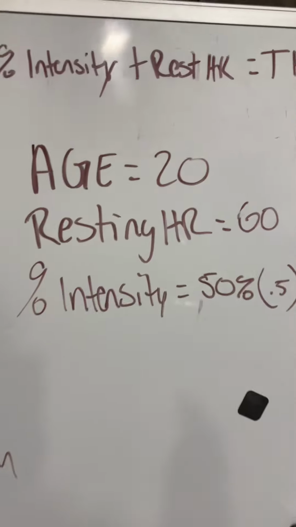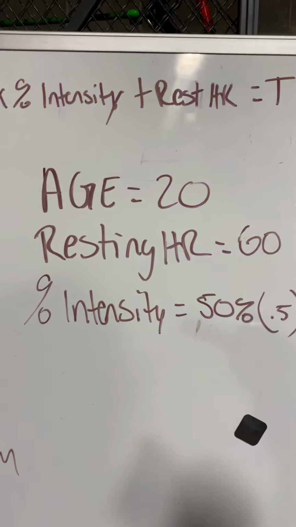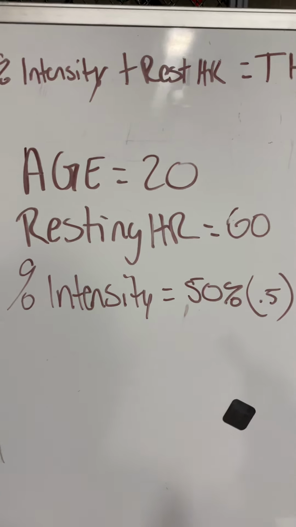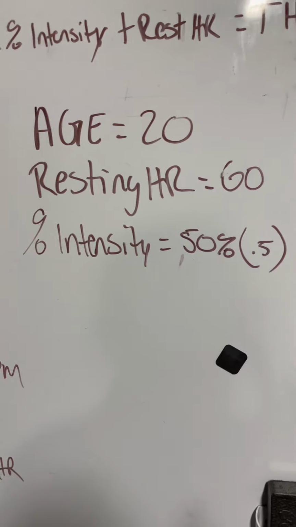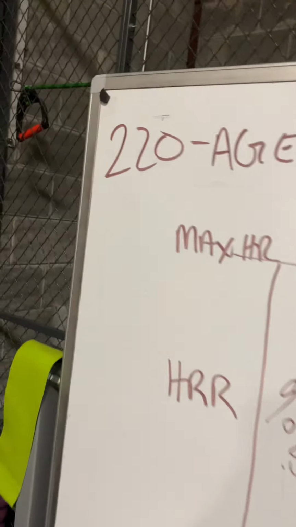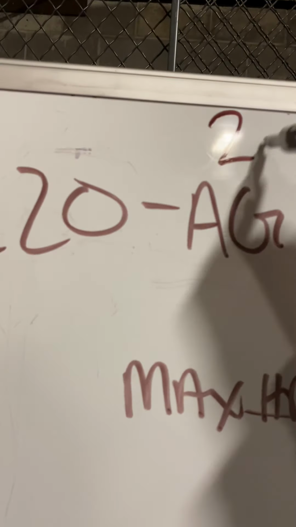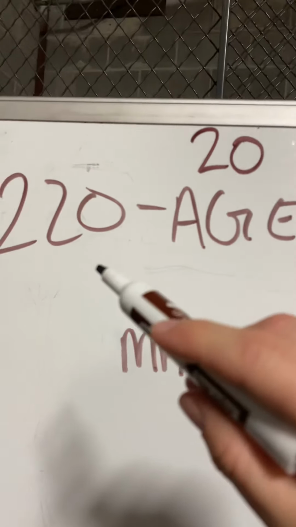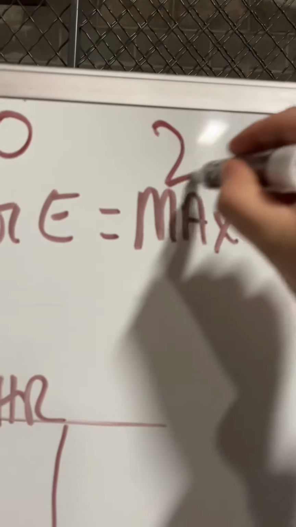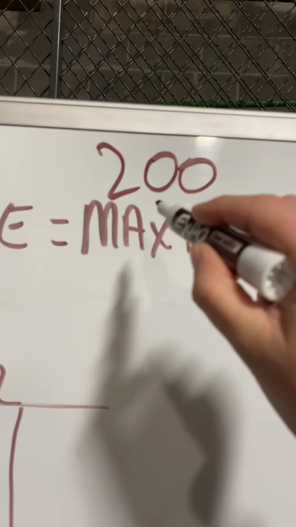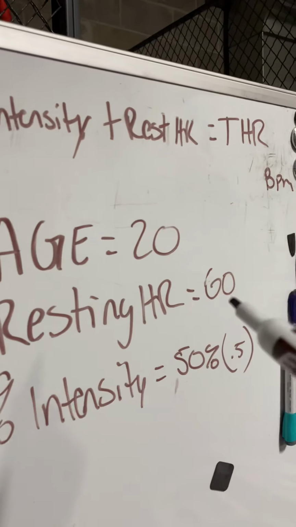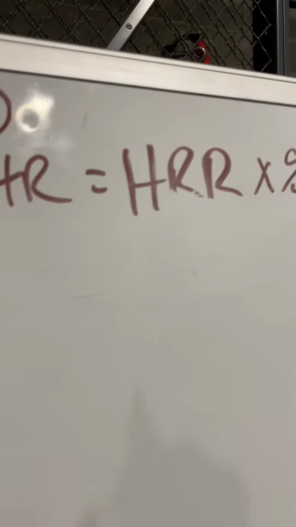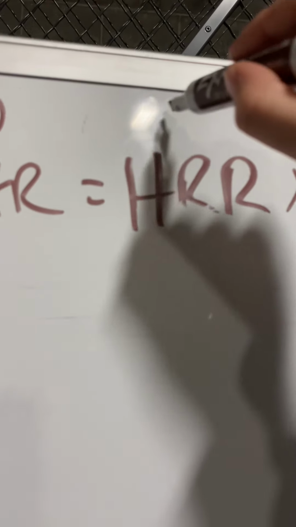So if you have somebody who is 20 years old, has a resting heart rate of 60, and let's just say they're working out at a percent intensity of 50. So you would go to this formula and you would subtract 20. That would be 220 minus 20 is 200. That is their max heart rate. Minus their resting, we see that it's 60 right here. So we subtract 60. That's going to give you your heart rate reserve, which is 140.